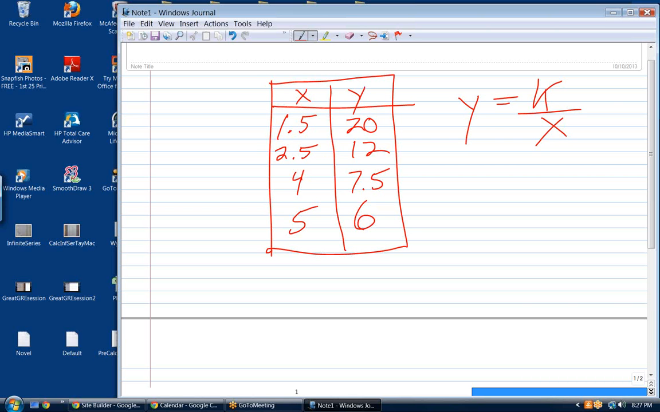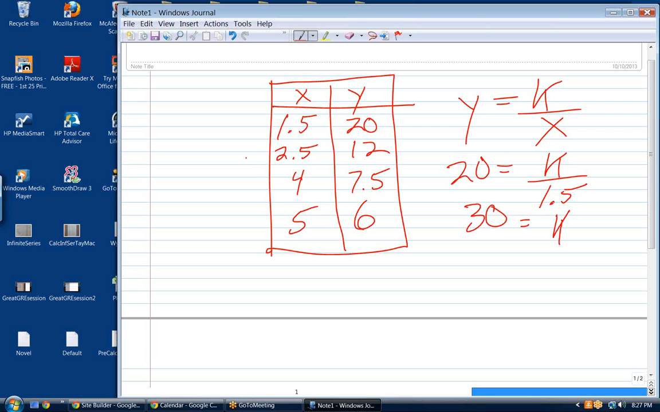Let's see. So 1.5 equals 20. How would you write it out? 20 equals k over 1.5. Right. So what's k equal? K equals 20 times 1.5.